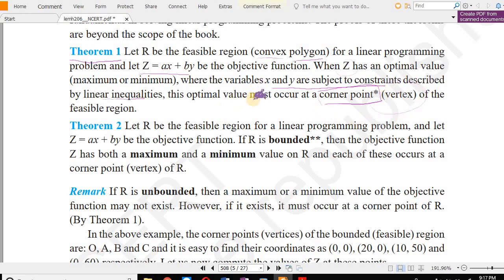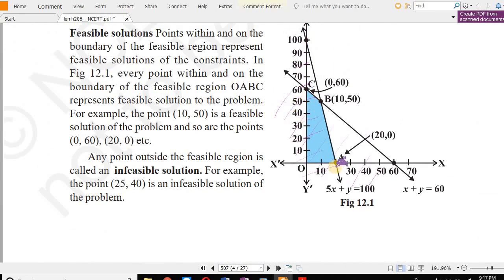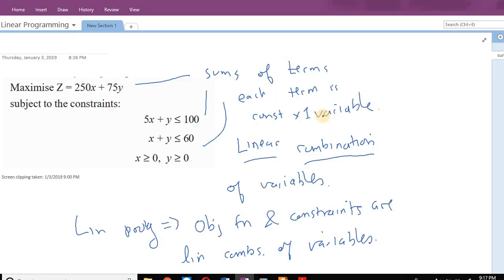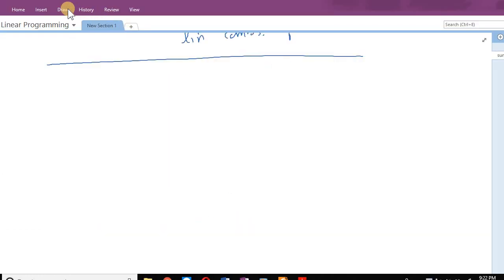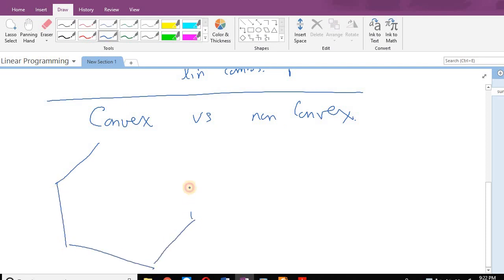All right, so let's unpack this a little bit. Here we have a region here, which I said looks like a polygon, and the theorem says it's a convex region. So let me explain what convex and non-convex are. All right, so here's an example of convex. And here's an example of non-convex.